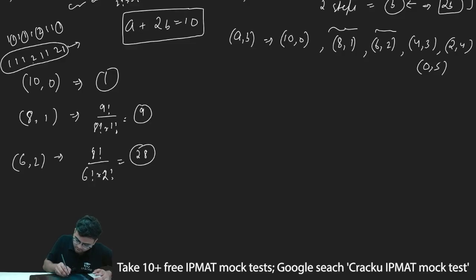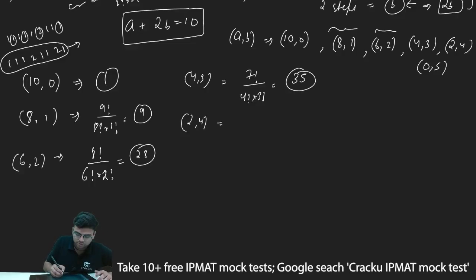Then we have 4 comma 3. So 4 comma 3 again similar, there are 4 ones and 3 twos. So this will be equal to 4 plus 3, which is 7 factorial divided by 4 factorial into 3 factorial. Similar logic which we used previously, and this is equal to 35. Then we have 2 comma 4. So 2 ones and 4 twos, again 6 factorial divided by 2 factorial into 4 factorial, similar logic, and this is 15. Then we have 0 comma 5.